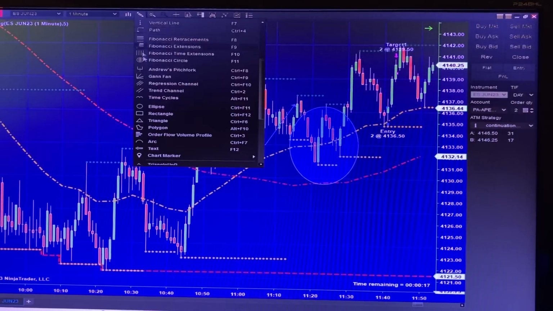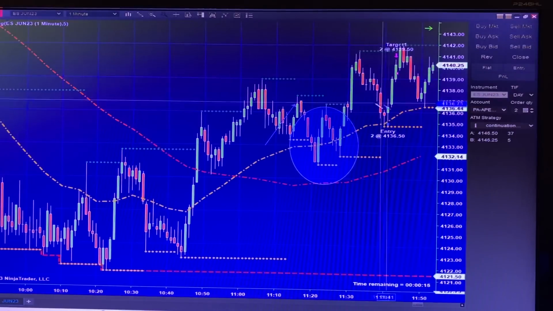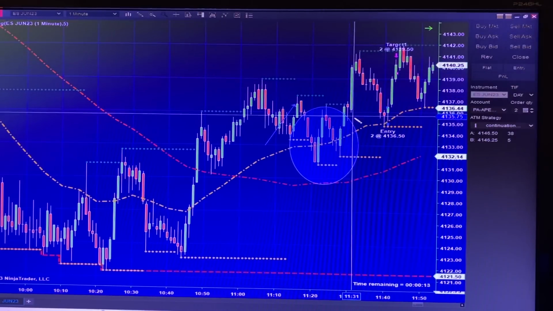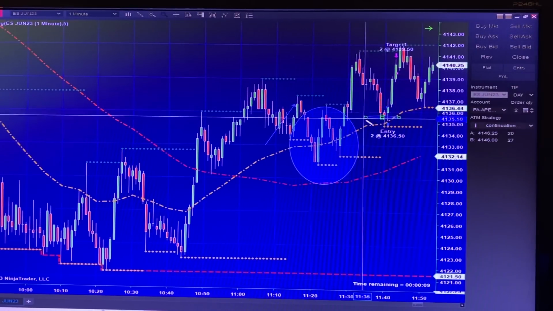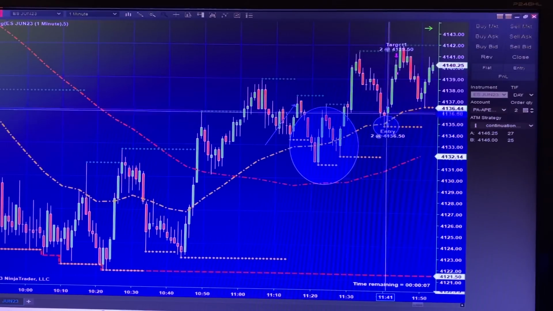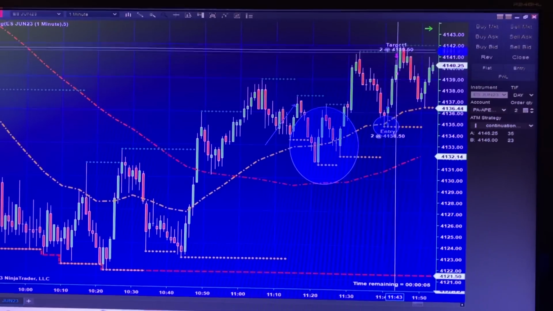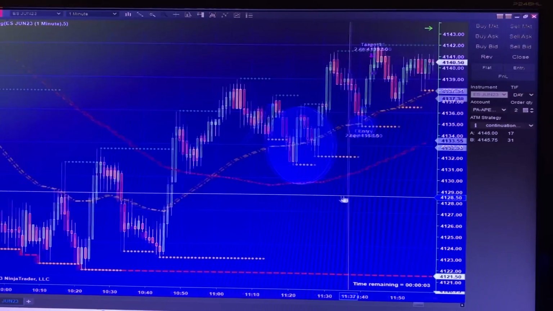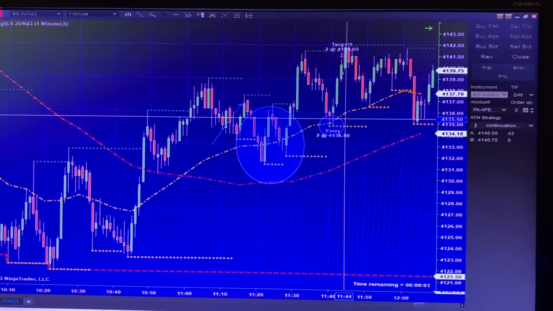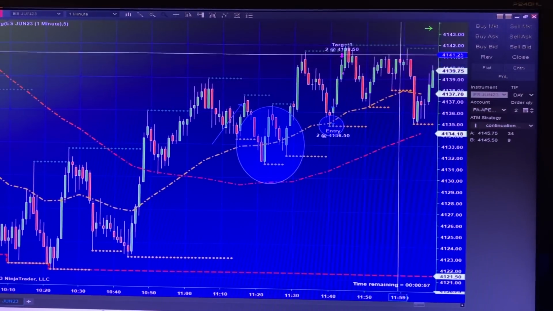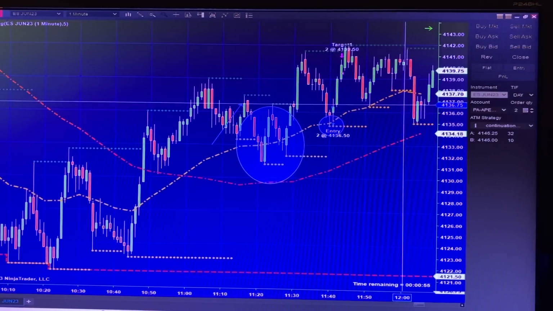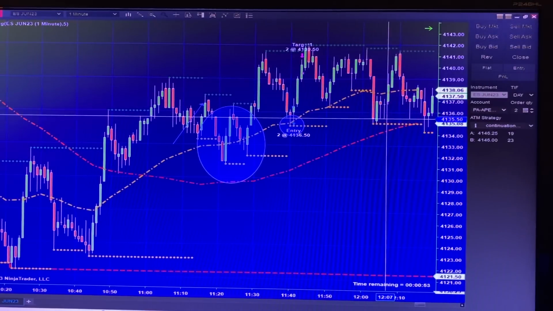Smooth pullback. And I mean smooth in a different way, meaning we had no pivots broken. Like we didn't have this noise in the middle, okay? And boom, there we are. There's my entry, bam, there you go. And then what happened is we came up, broke pivot, came back down, did it again. Then we came back down, broke, and we were over.